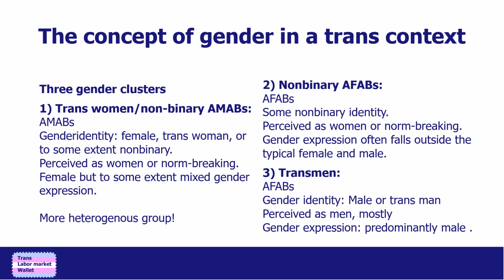So the gender cluster with trans women and non-binary AMABs consists of AMABs that have a gender identity as female, trans woman, or to some extent non-binary. They are perceived as women or norm-breaking. They have female but to some extent mixed gender expression. So it's a rather heterogeneous group. And the cluster with non-binary AFABs, they are AFABs. They have other gender identities than man or woman. They are perceived as women or norm-breaking, and the gender expression often falls outside the typical female and male. And then we have the last cluster, the trans men. They are AFABs. The gender identity is male or trans man. They are perceived as men mostly, and the gender expression is predominantly male.